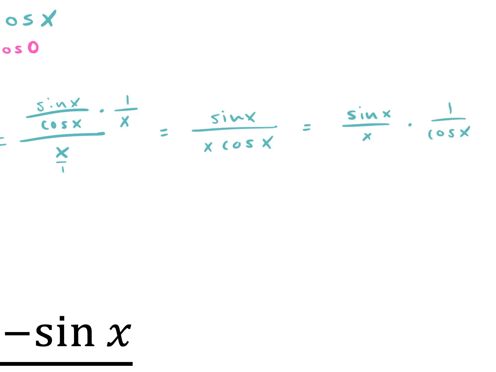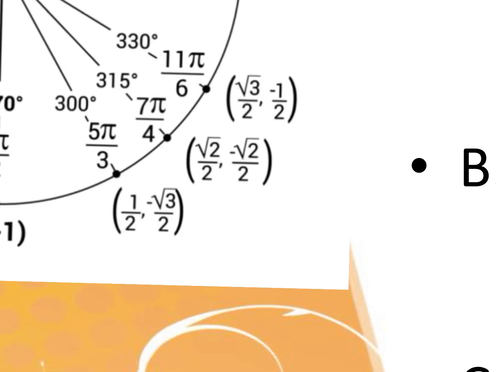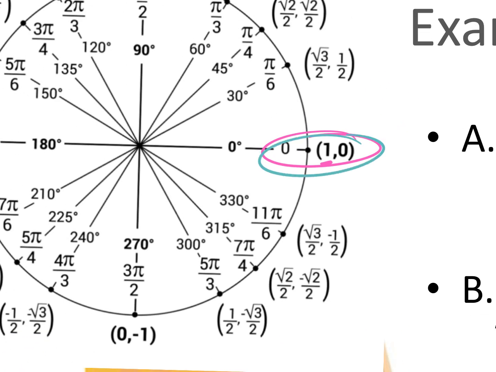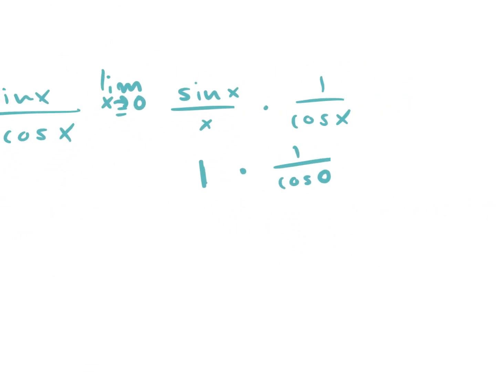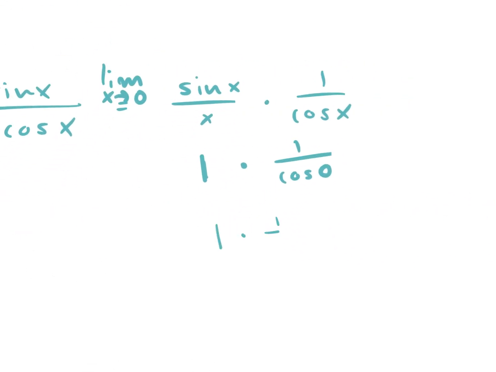So if I were to find my limit, as x approaches 0, of the sine of x over x, we get 1. Let's find the limit as x approaches 0 of 1 over cosine of x. We have 1 over cosine of 0. What's the cosine of 0? Going back to our unit circle, cosine of 0 would be 1. Awesome. So we have 1 times 1 over 1, which would just be 1 times 1, which is 1.